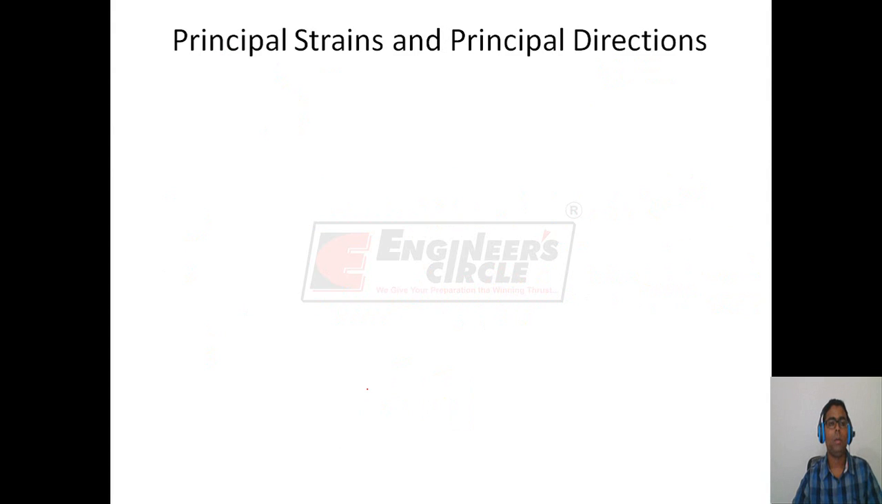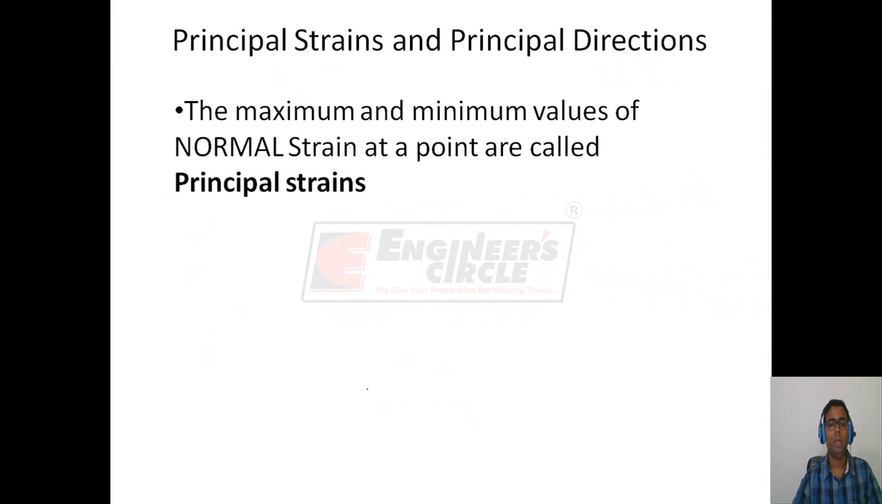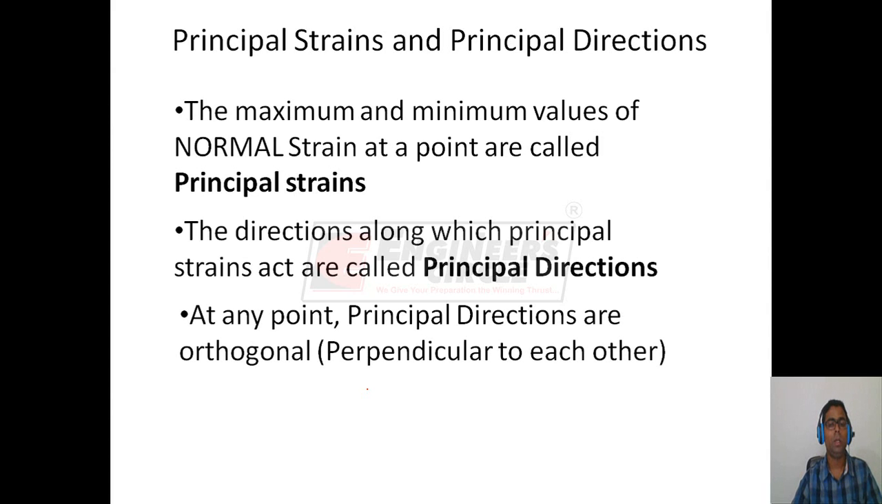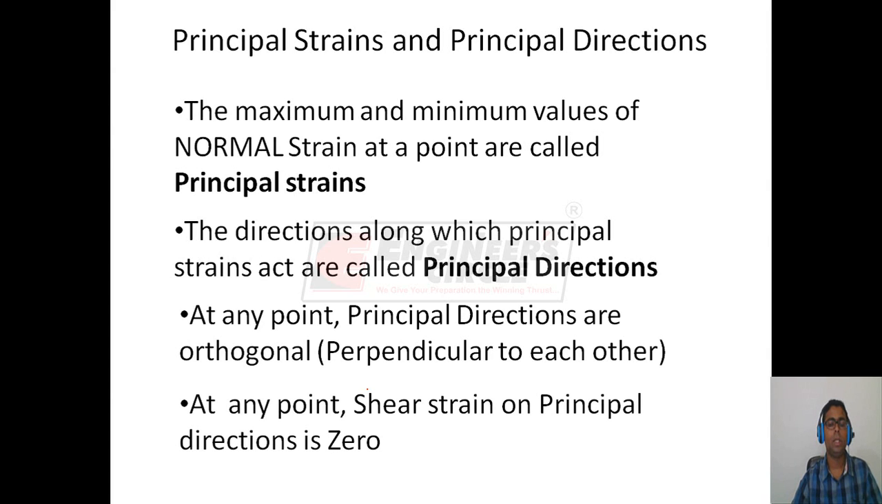So we have concluded the following points about principal strains and principal directions. The maximum and minimum values of normal strain at a point are called principal strains. The directions along which principal strains act are called as principal directions. There are two principal directions, theta 1 and theta 2. At any point, principal directions are orthogonal. That is, theta 1 and theta 2 are having an angle of 90 degrees between them. At any point, shear strain on principal direction is 0. That is, gamma 1, 2 is 0.